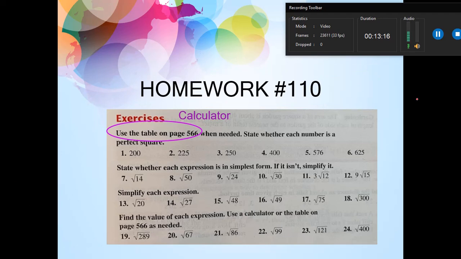This is homework number 110 in your packet. Where it says use the table on 566, we're going to disregard that. We're just going to use our calculator. So state whether each number is a perfect square. Simplest form means leave it in a radical. Simplify means leave it in a radical. When you get to the next section, you can use a calculator. That's okay. Please show the work in the white space or on the back of that paper. And the second portion is just calculator work.